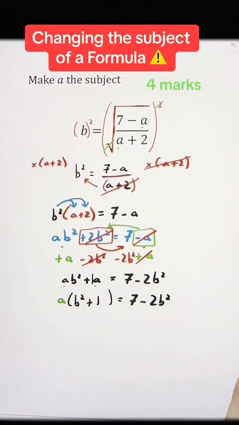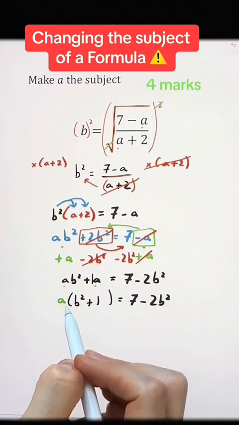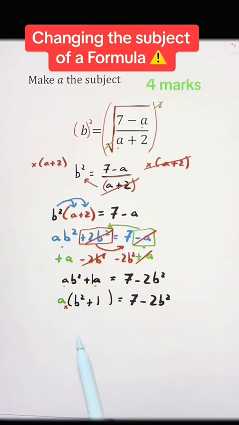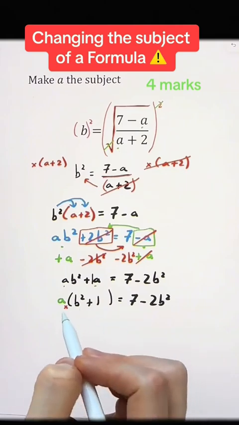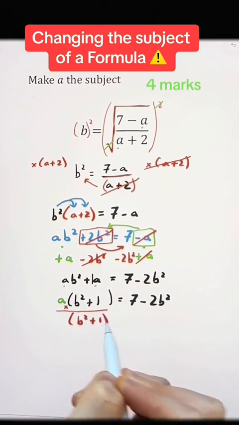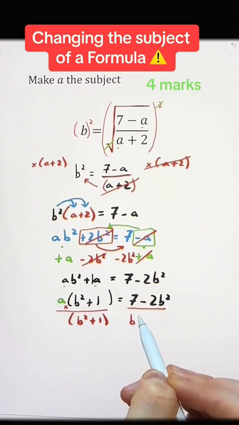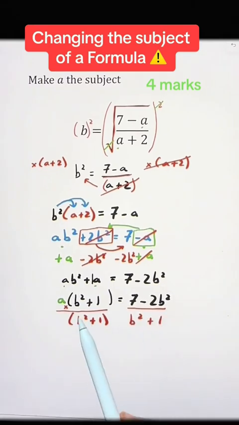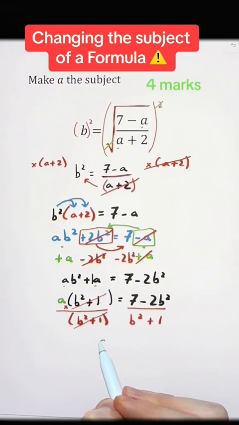As I want to get a the subject, I know outside a single bracket, the operation is to multiply. So the opposite of multiply by b squared plus 1, therefore, is to divide both sides of my equation by b squared plus 1. On the left-hand side, I know that b squared plus 1 over b squared plus 1 will cancel, and that will leave us with single a, which is exactly what I wanted.